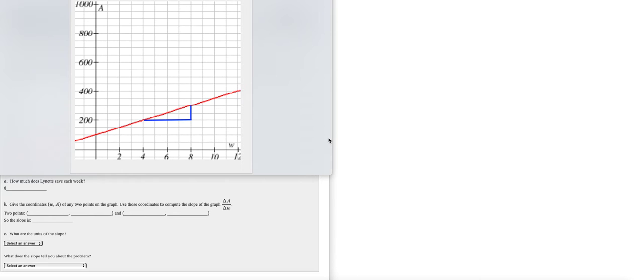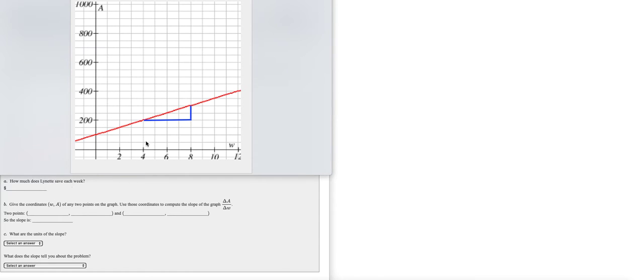Okay, so I had a question on this one. This is a graph of how much Lynette is saving per week. And so there's these different parts. I should have grabbed this first. This was the graph that we were given as the red line, and then I drew these blue ones in just so I can point at the points I was looking at.